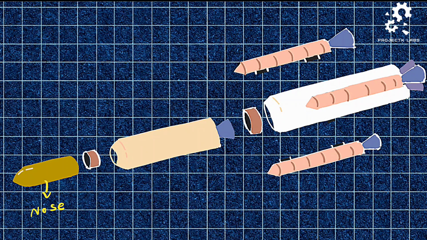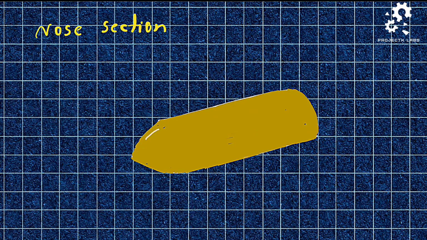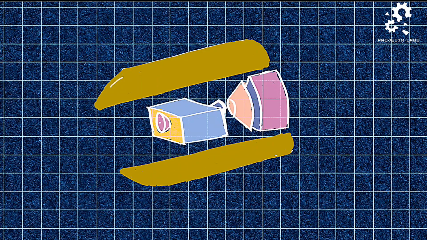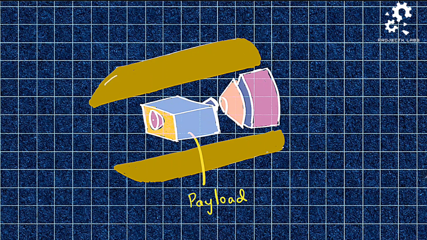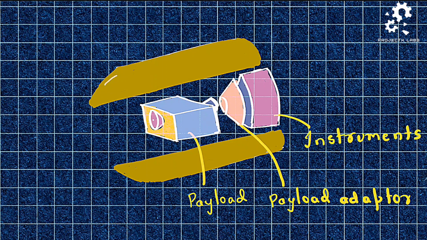Starting with the nose. It is a streamlined body that can easily pass through air. It holds the payload such as a satellite or spacecraft. The payload adapter connects the payload to the rocket's airframe. Then there are the instruments required for the rocket's functioning. These are all covered by the structure called the fairing.